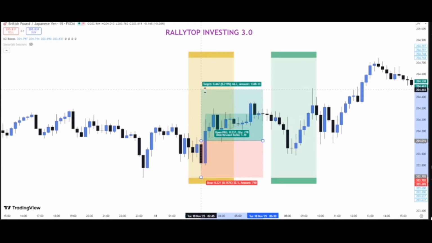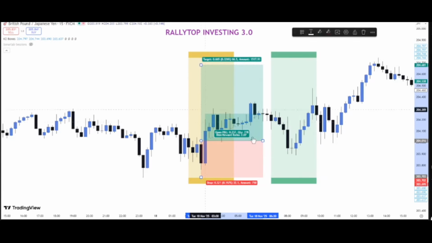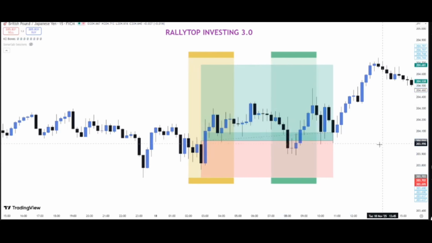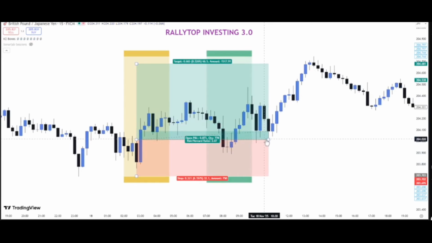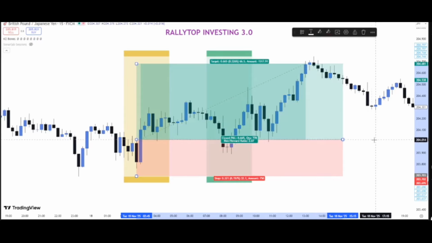Simple. This is not a difficult thing at all, guys. Don't make it any difficult. This is roughly 1 to 2. And as you can see, price actually got there. Price went there, 1 to 2. Can you see that? Simple and straightforward. This is day 2 now. Now let's get to day 3.